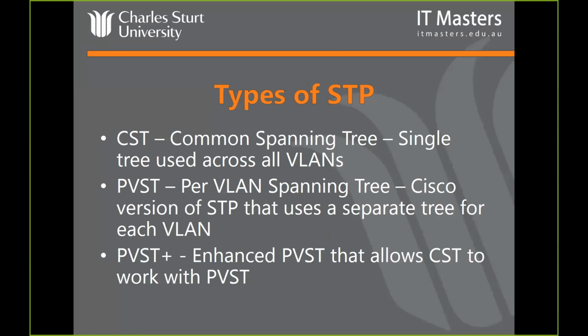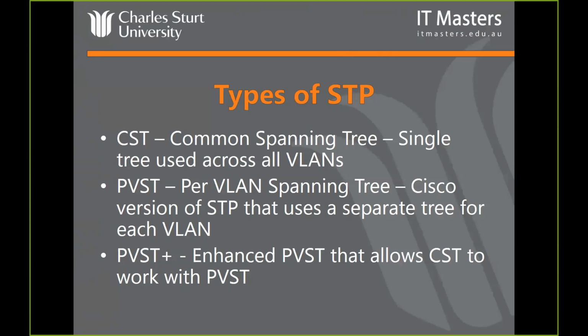Okay. So common spanning tree, as I was saying, is a single tree across all VLANs. Per VLAN spanning tree, pretty obvious what that does, allows you to run a copy of the spanning tree for every VLAN on a switch. So if you have 20 VLANs on the switch, you could potentially have 20 different versions of spanning tree. You also don't have to. You can use common spanning tree, but if you're using PVST, that's what would happen.